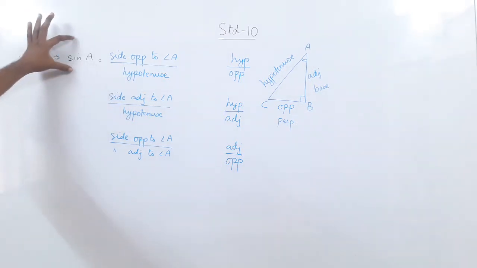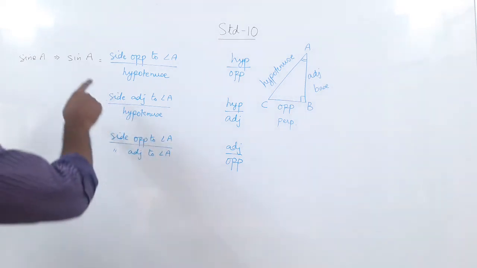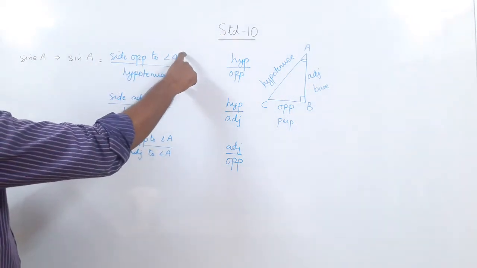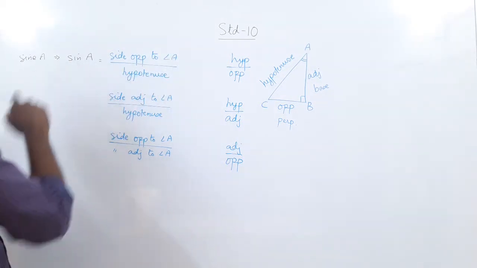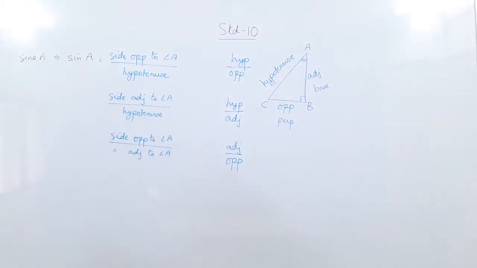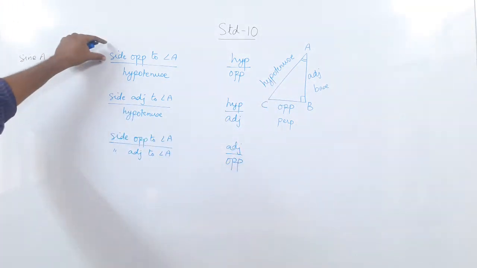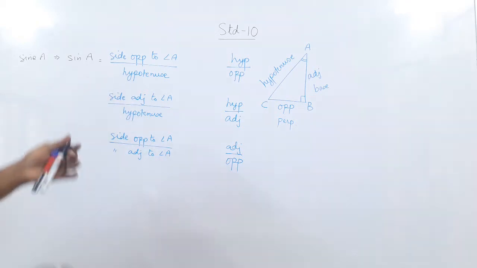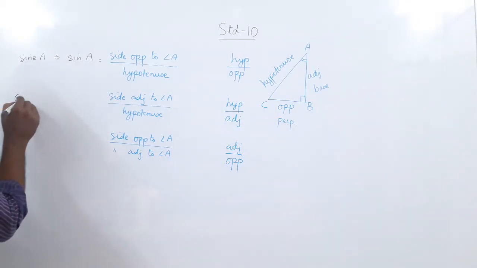Right? And sine A, again I tell you. So what is sine A? Remember, A is an angle and this is a ratio. So sine is a ratio of an angle. So how is the ratio given? The sine of angle A means the ratio of the side opposite to angle A and the hypotenuse. The next one we had was called the cosine.